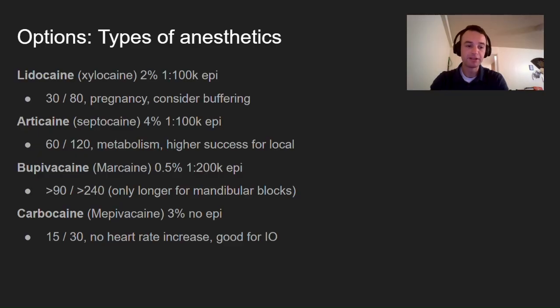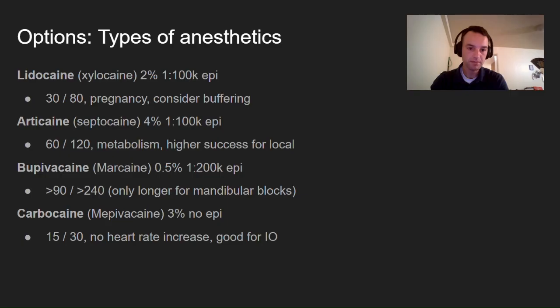If you're talking about doing anything with your anesthesia, like buffering, it's probably best to use lidocaine because it's the most studied. Articaine, or Septocaine, is double the concentration, same amount of epi, and it lasts longer and is more effective at infiltration than lidocaine in most cases. It's metabolized differently. It's an amide instead of an amine, and it has a higher success rate for local anesthesia as well.